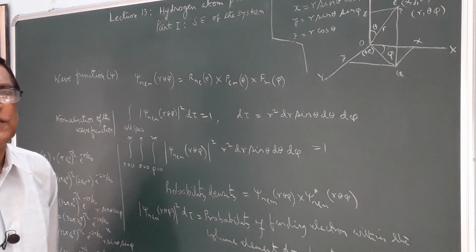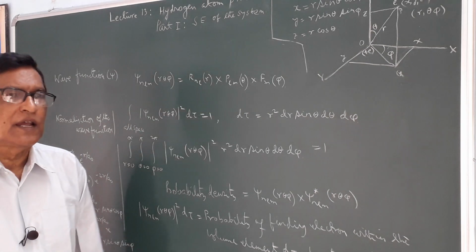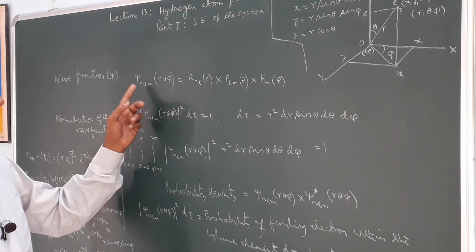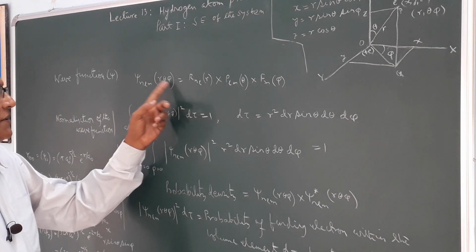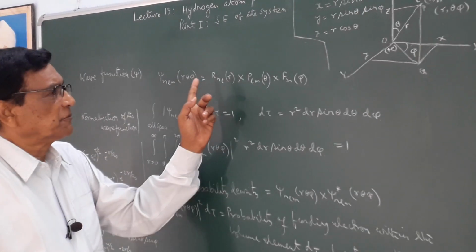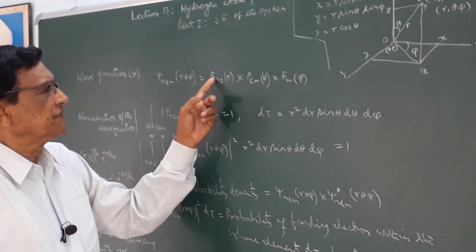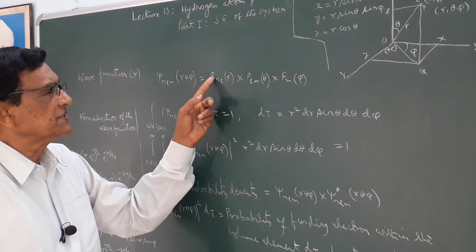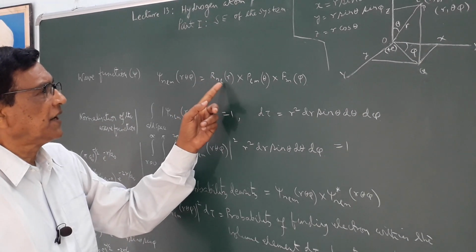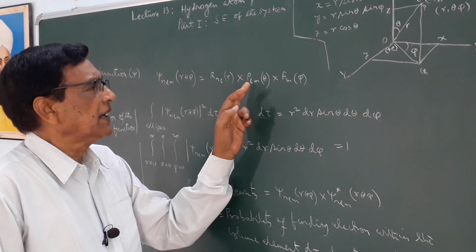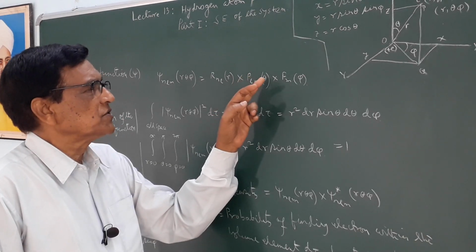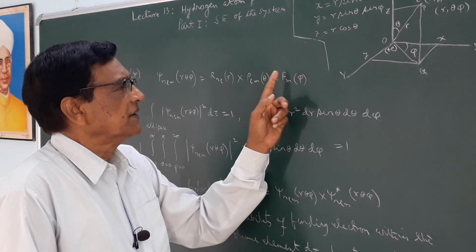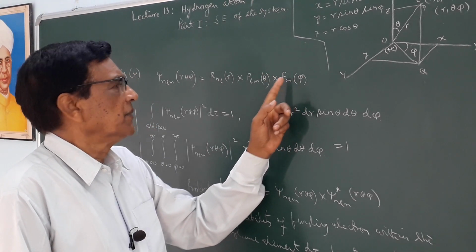So the wave function for the electron in the hydrogen atom is expressed as psi n l m of r theta phi, a product of three functions. R depends on the radial distance, and R is defined by the quantum numbers n and l. Theta is defined by l and m, and this depends on theta, and phi depends on phi and is defined by the magnetic quantum number m.